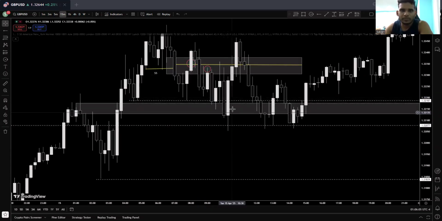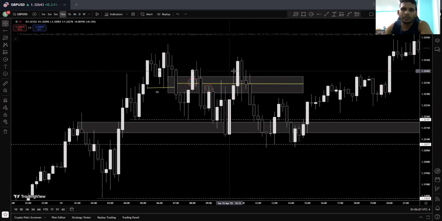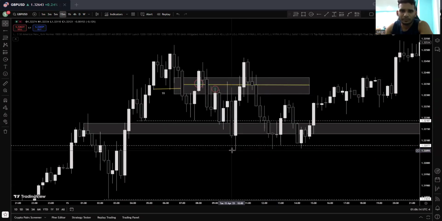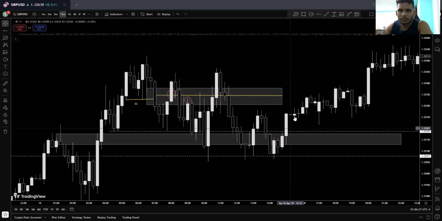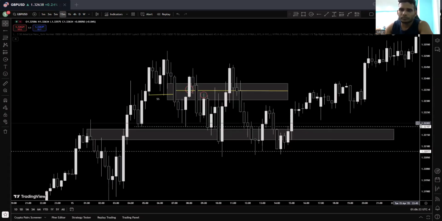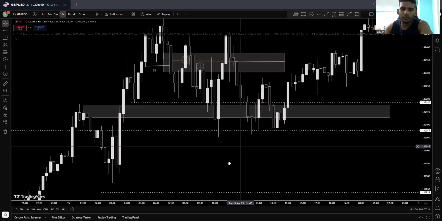Once it gets swept, price gives a beautiful reaction to the upside. Goes all the way up, sweeps the high, comes all the way back. This low is continuously getting protected. Again, inside this fair value, price keeps on rejecting, pushing higher, comes back, sweeps the internal low, displaces higher, creates a fair value gap, gets tapped, and keeps on going higher. So today is also a bullish model.